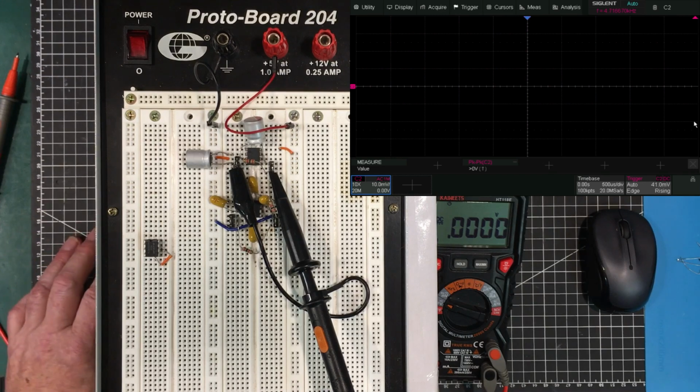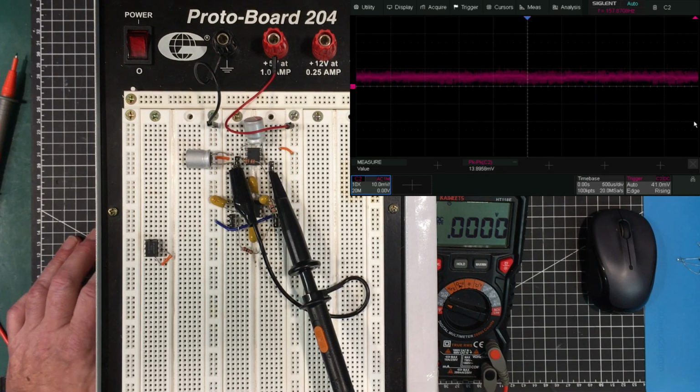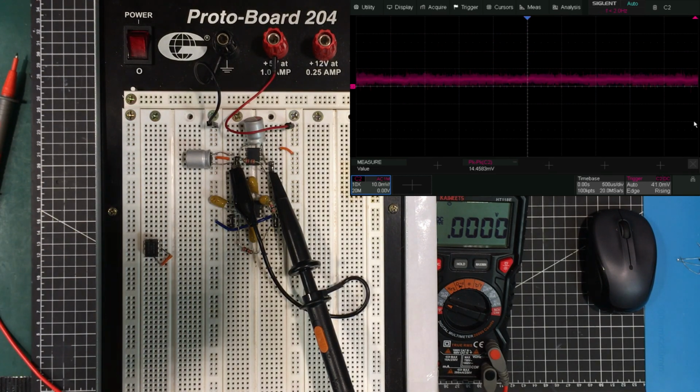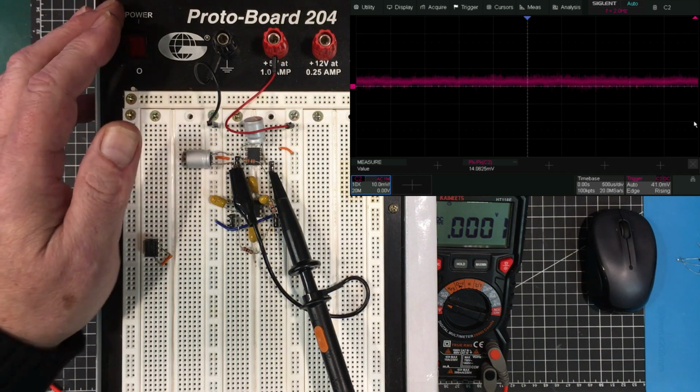As far as that noise is concerned, a lot of that is ambient. So if we turn off that, we see we're getting about 15 millivolts of ambient noise as it is.